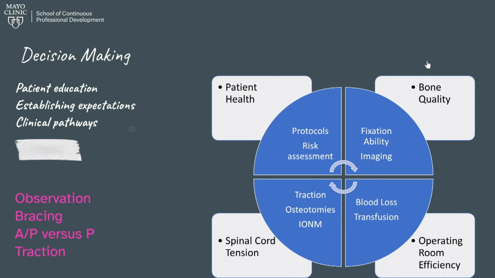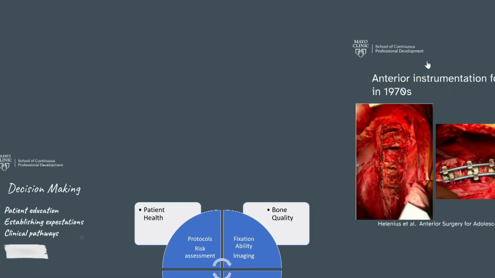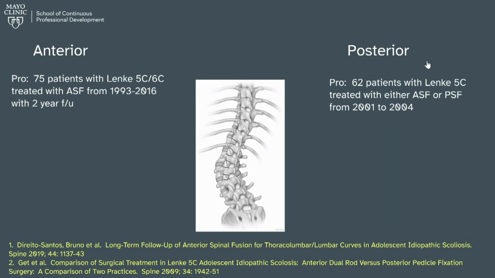So it really comes down to the decision making and what the patient wants and our anecdotal experience. We educate the patients, we establish expectations, and we think of, do we have clinical pathways to help guide them? We overall go over their patient health, their bone quality, thinking about whether it's a soft deformity, a smooth deformity, a rigid deformity, and can we come up with different strategies, whether it's from an anterior approach, a posterior approach, or whether we need intraoperative traction based on the magnitude and the severity of the complexity of the spinal issues.